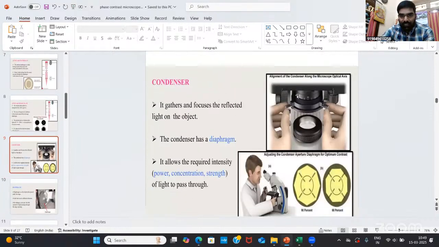Condenser. This is the condenser adjustment, alignment of the condenser along the microscope optical axis. It gathers and focuses the reflected light on the object. The condenser has a diaphragm. It allows the required intensity of light to pass through it. How much intensity is needed, we can allow through this condenser.